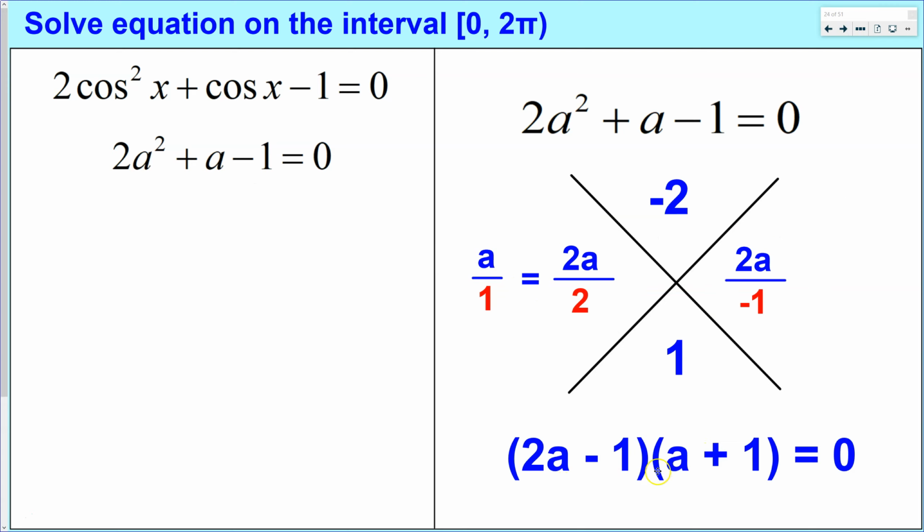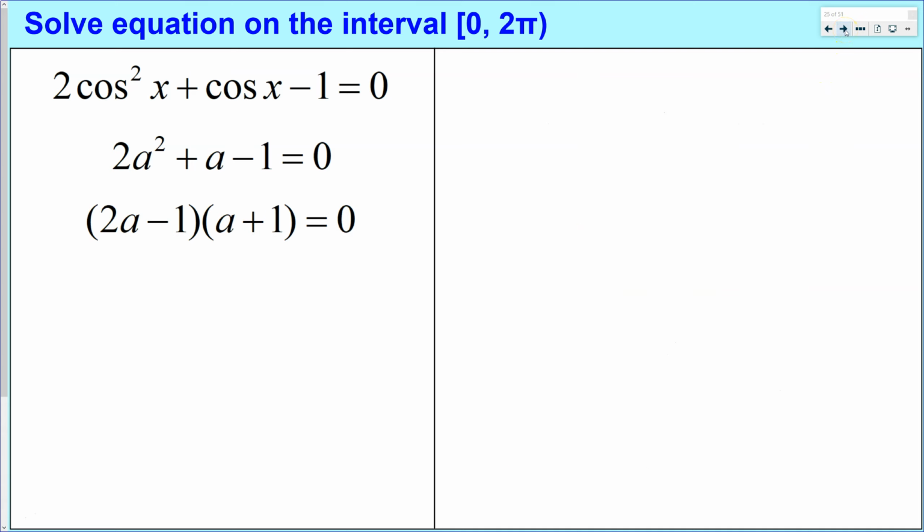So it looks like this. Again, you can use the asterisk method or the x method or whatever you want to call it. You can use guess and check. You can use whatever method you want, but you need to be able to factor something like that. And once you have the solution to the factored form, then we're in familiar territory.